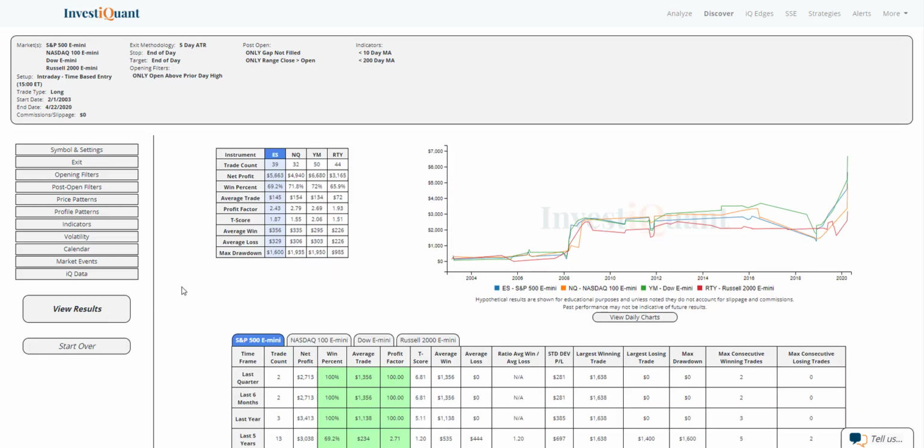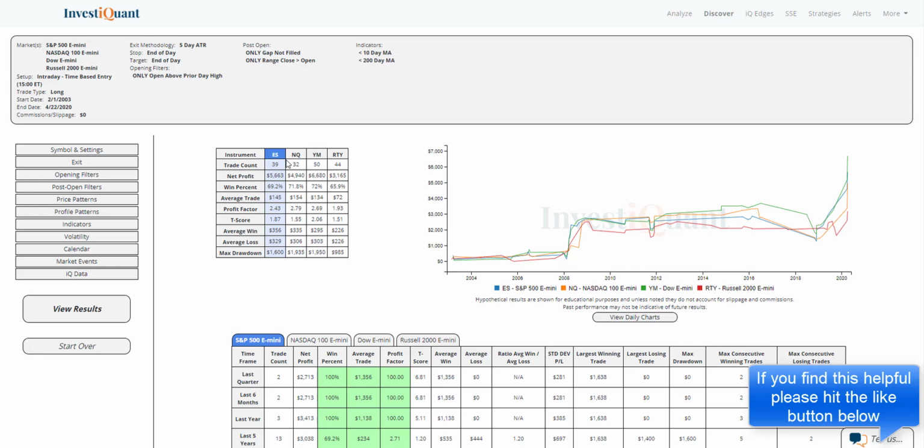So these are the results for gapping up above the prior day high and not filling the gap and still trading above the open at 3 p.m. Eastern Time, when the prior day closed below the 10 and 200-day moving averages. And you can see we've got 39, 32, 50, and 44, so decent sample sizes, especially when you combine them. And the win rates are all very similar for this pattern.